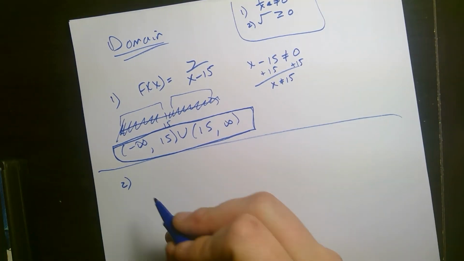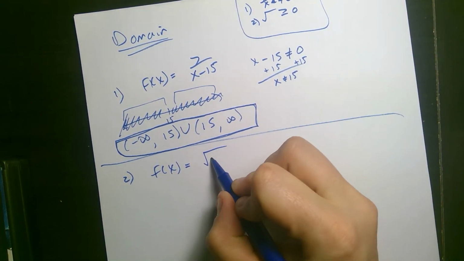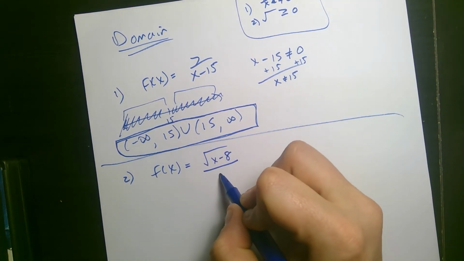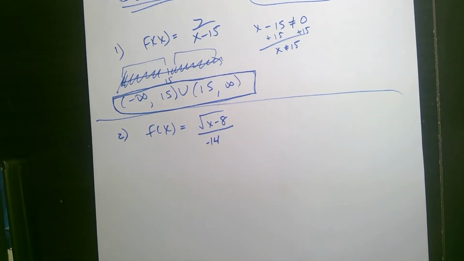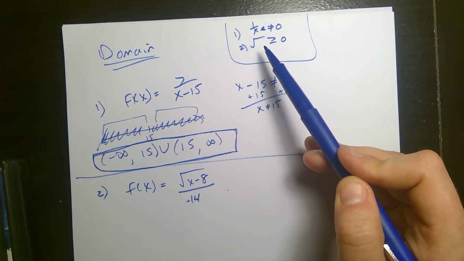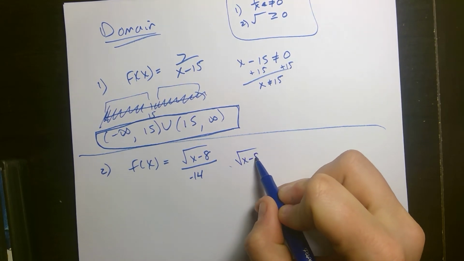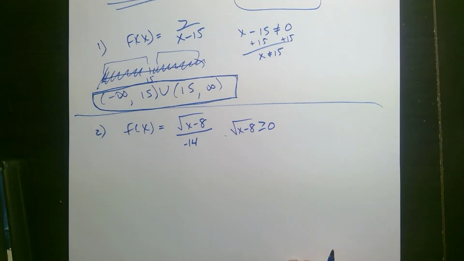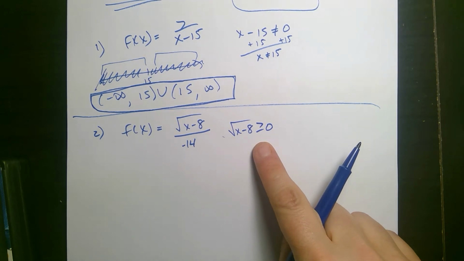Now, number 2, what if I have f of x equals, let's say, the square root of x minus 8 on top, and that's being divided by a negative 14. Okay, well, I look at the rules and I say, is there a variable on the bottom? No. Is there a square root symbol? Yes. And so what that tells me is that the square root of x minus 8 has to be greater than or equal to 0, because I can take the square root of 0, I can take the square root of a number that is positive.